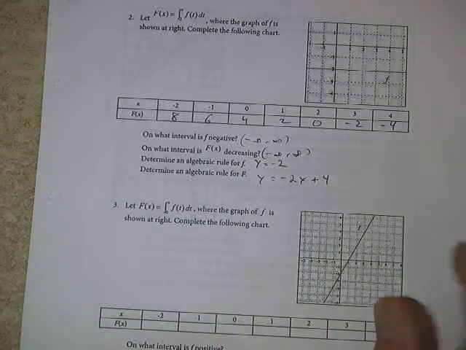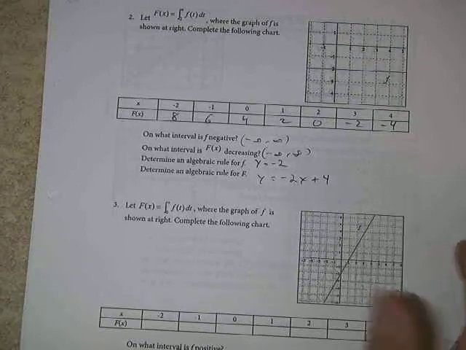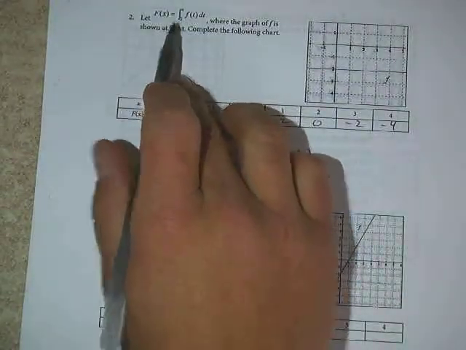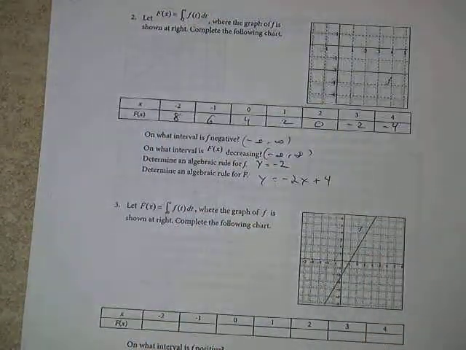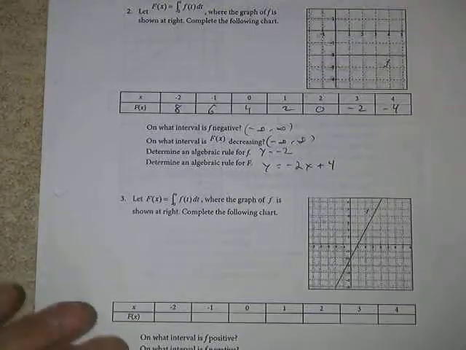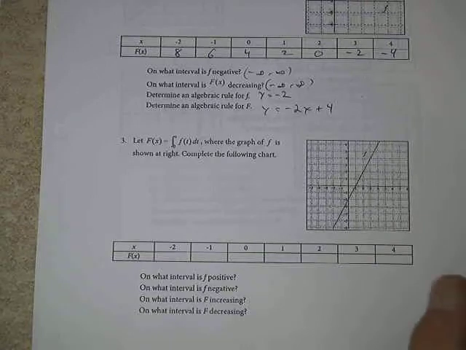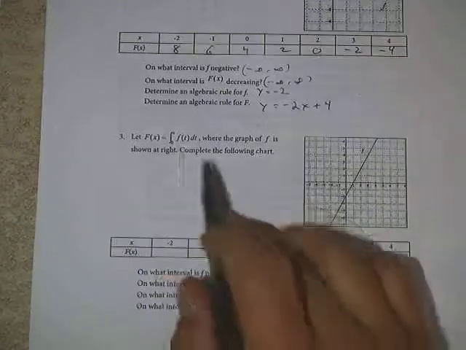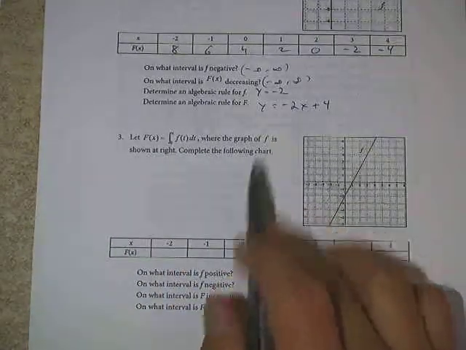Alright, and ultimately, just to check, is it an antiderivative? Sure. Antiderivative of y equals negative 2 would be negative 2x plus c. In this case, the c just happens to be 4 because of the way the integral is defined here to start at 2 instead of at 0. Questions so far?